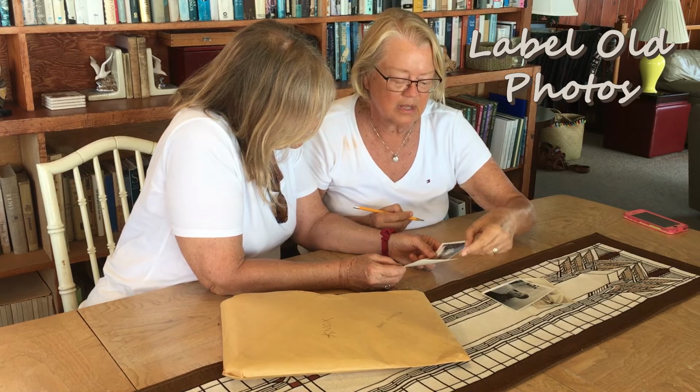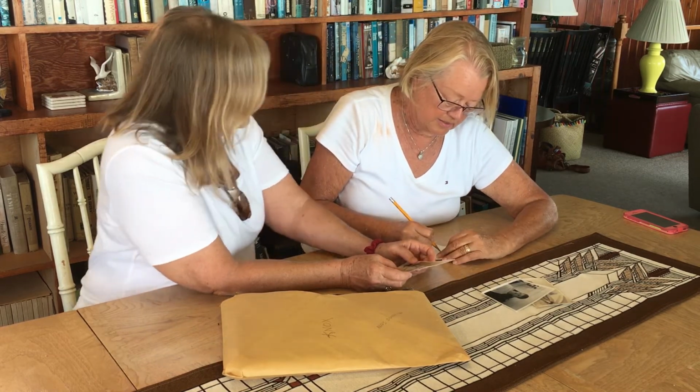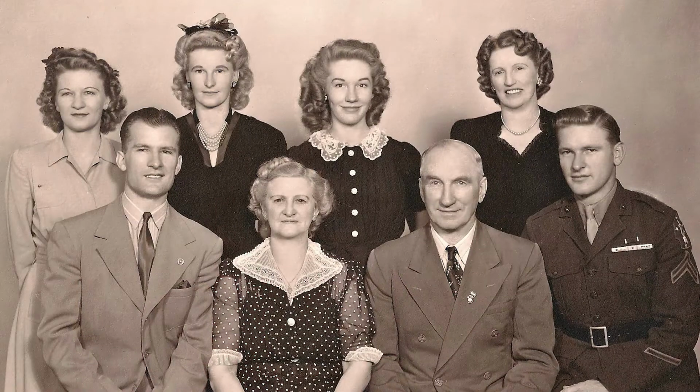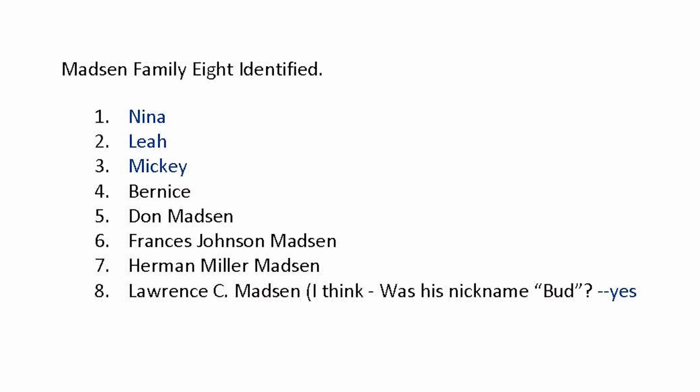Label old photographs. Write down names in pencil on the back of unlabeled photos as soon as you talk to your elders. Take time to do this. Memories fade over time. In family group pictures, make a copy and number every person in the photograph, and then write down their names, as many as you know, and then ask elders to help you identify some of those people. Do it now before names are forgotten.